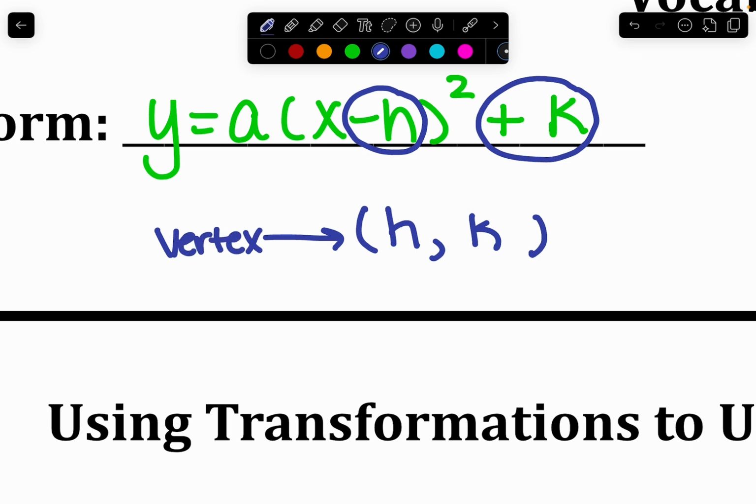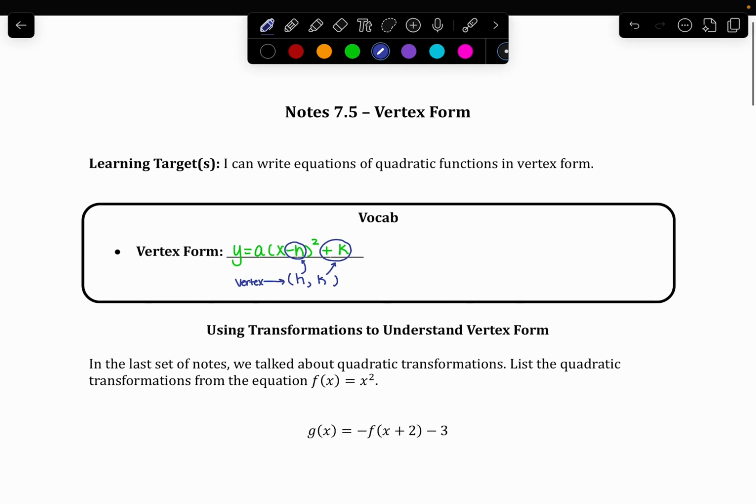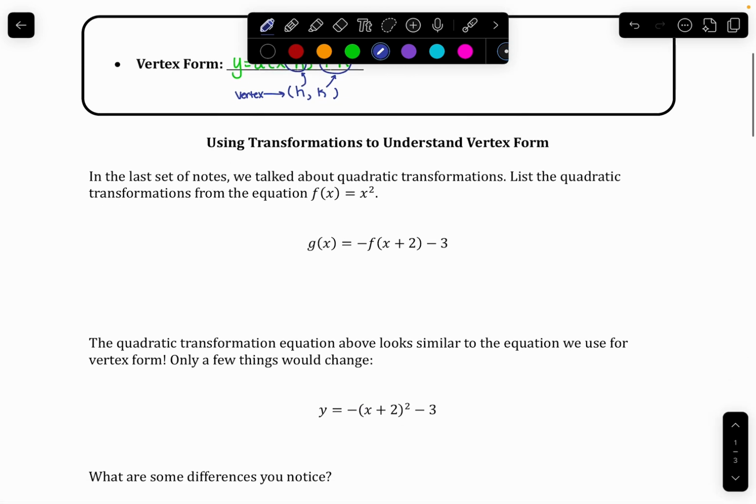So if you know what your vertex is, that number just gets plugged in here for h, and this number just gets plugged in here for k. H changes sign, k does not. Okay, so we've already done transformations of quadratics, and that is a similar look to what vertex form is.